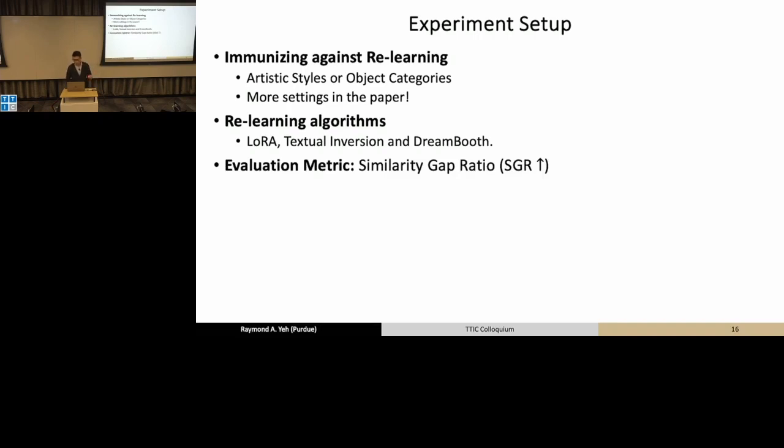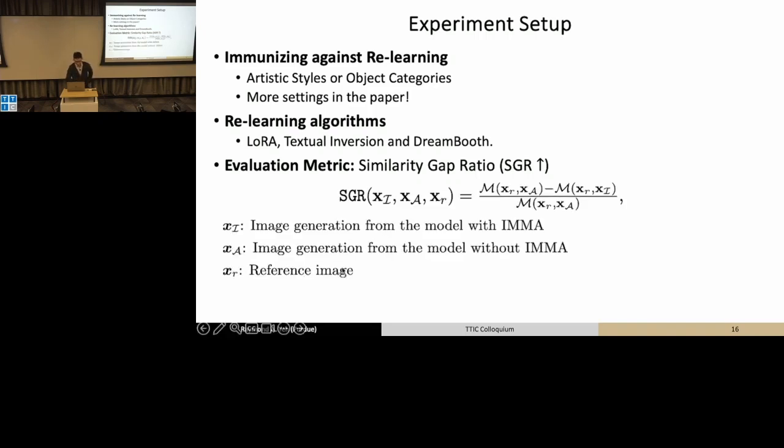For the evaluation metric, we introduced a term called the similarity gap ratio, SGR. So it roughly works like this. You have the image generation of the model with IMMA applied, and the image generation of the model without IMMA. And then you have your actual reference image of that particular concept. For example, in the case of artists, you will have a reference image for that artist's style. And then how do you evaluate? We have an additional image similarity metric M that basically measures the quality of the generated image. So things like minus LPIPS, and we also did CLIP and DINO embedding similarities.